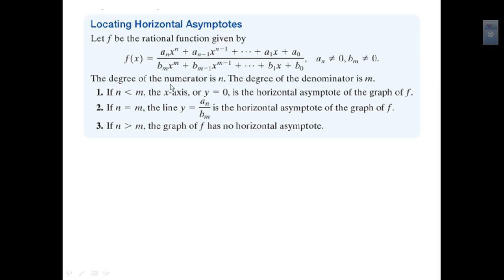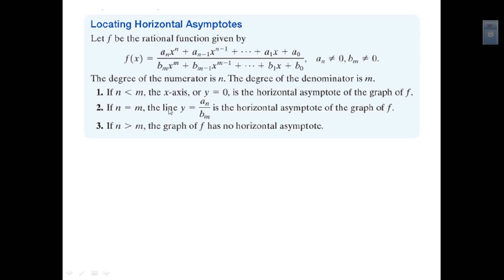So the degree of the numerator is n. The degree of the denominator is m. And we're talking about the largest power in those polynomials. That's going to give us the degree of that polynomial.